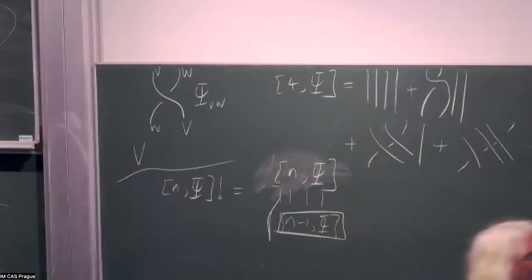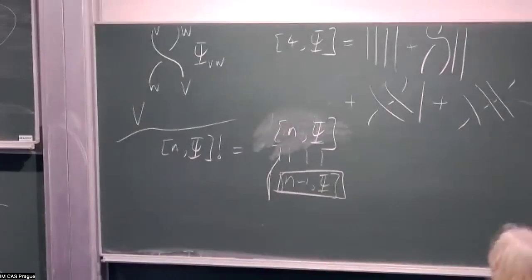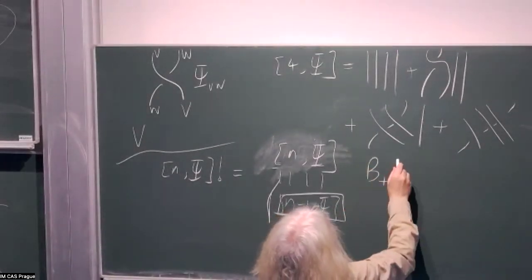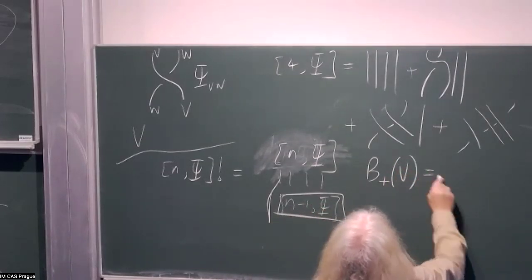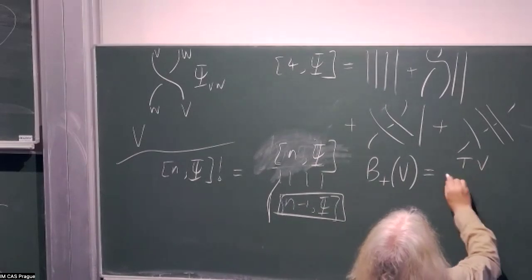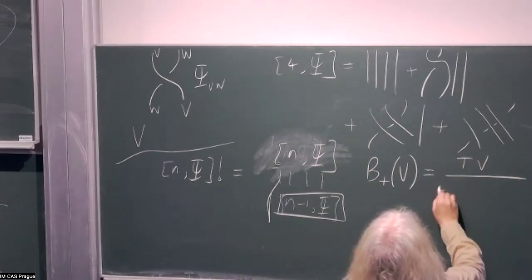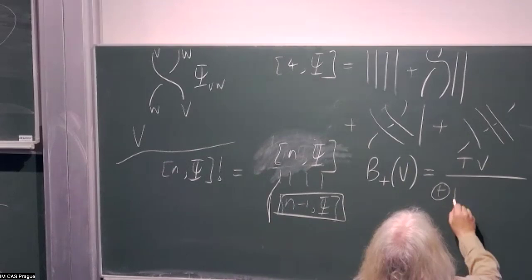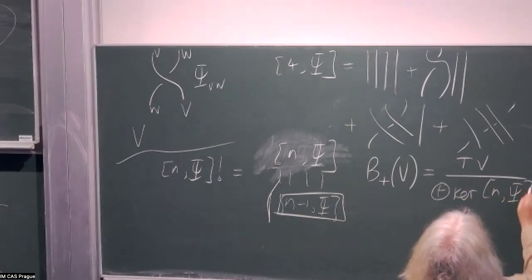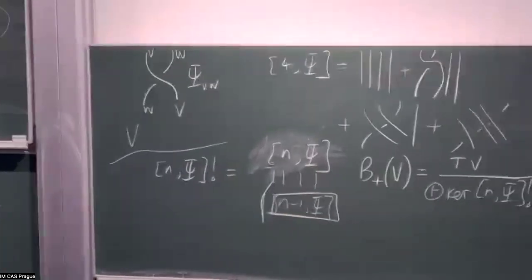And these things just work, and I'm not going to say much more about them apart from the fact that they work. But V plus of V, which is the braided symmetric algebra on V, is the tensor algebra on V divided by the appropriate dimensional kernel of the braided factorial.